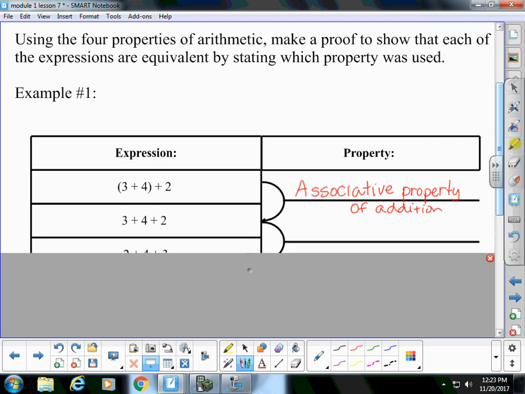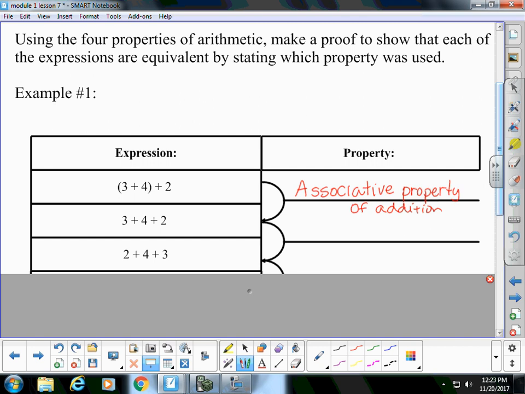Okay, so let's look at the next line and ask what happened. Now if you'll notice in this one, from here to here, the order changed. And when order changes, that's the commutative property. So in this case, this would be the commutative property of addition. The reason why these are of addition is because adding is what's happening.